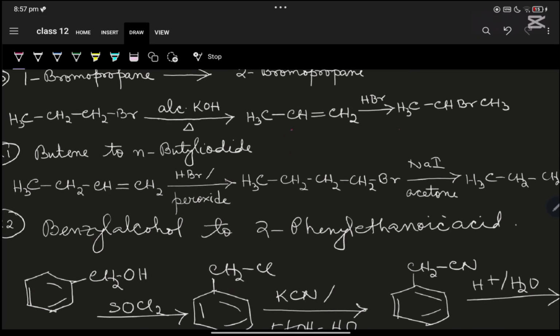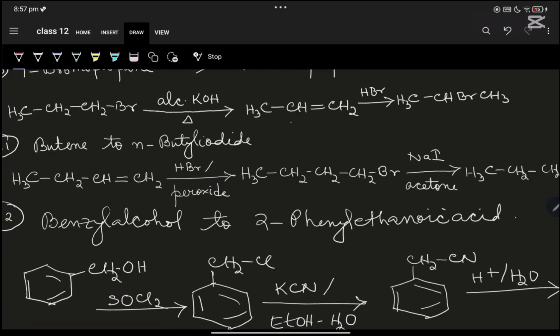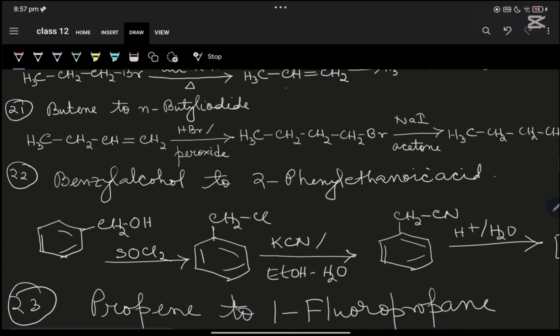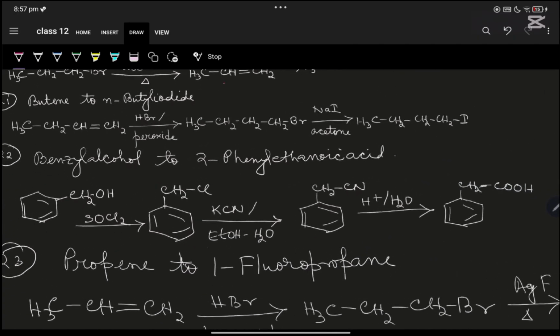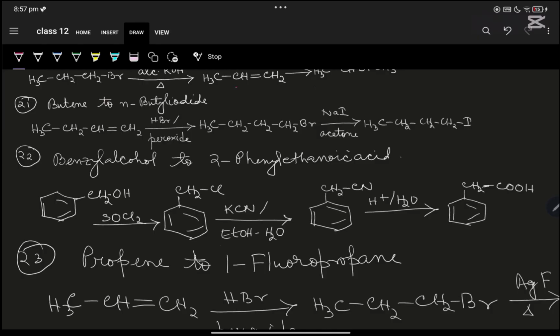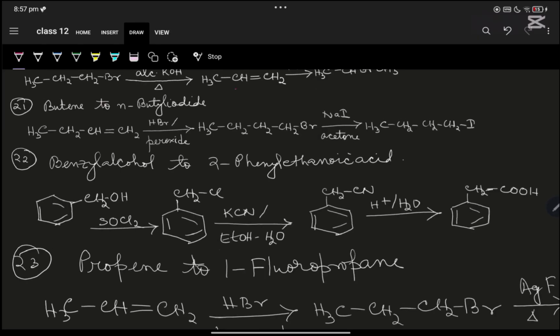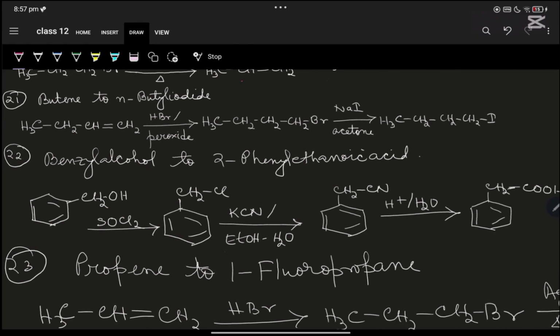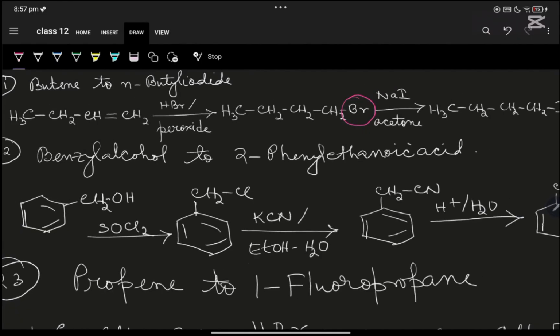Next, butene to n-butyl iodide. Iodide, fluoride, try to go by the halogen exchange reaction. So this is Finkelstein reaction, but for Finkelstein, you have to obtain the chloro or bromo product. So in order to obtain that, in the 1 position, you cannot use HCl, because HCl will not give you anti-Markovnikov addition because of the high bond enthalpy of H and Cl. So you do HBr with peroxide.